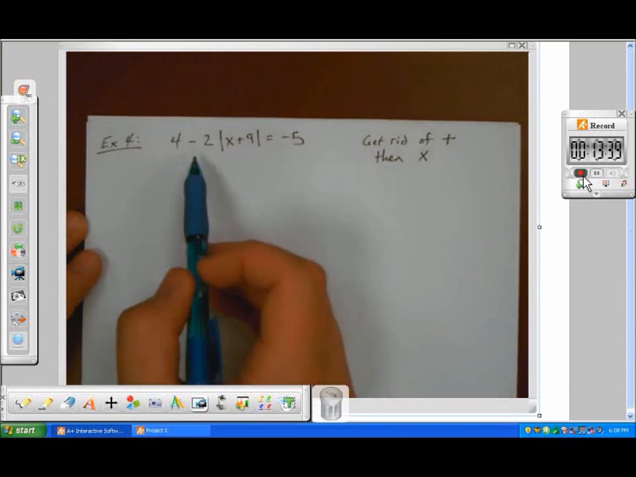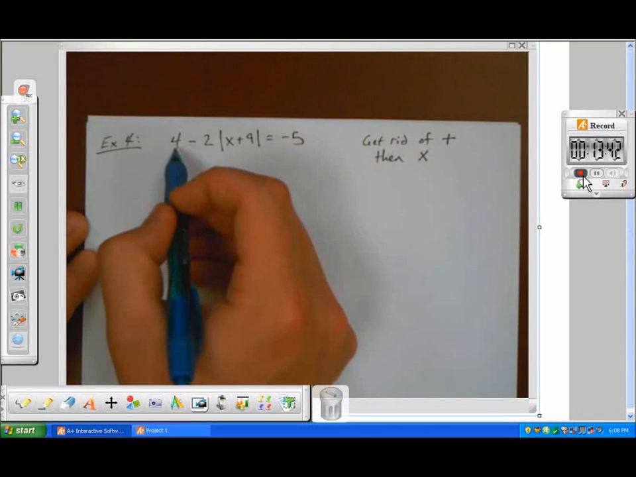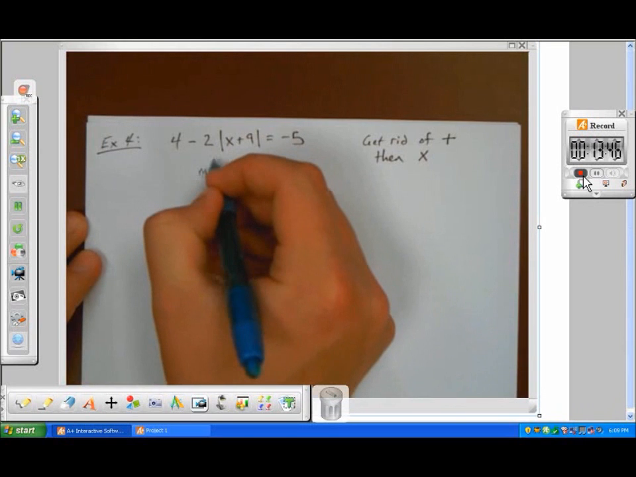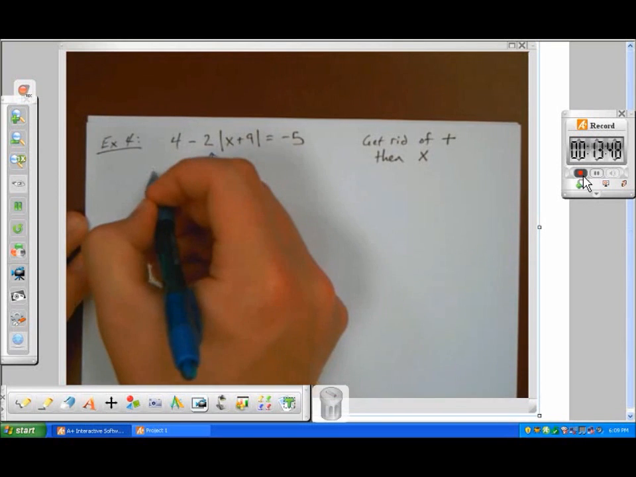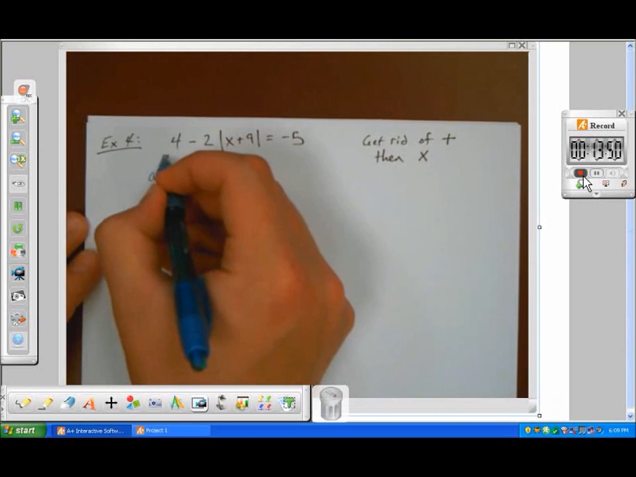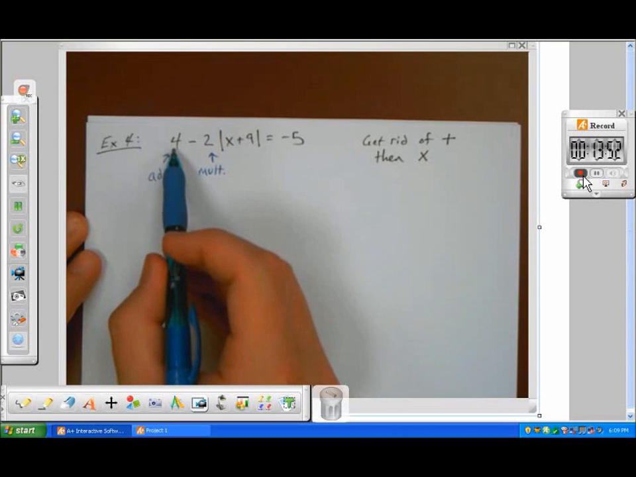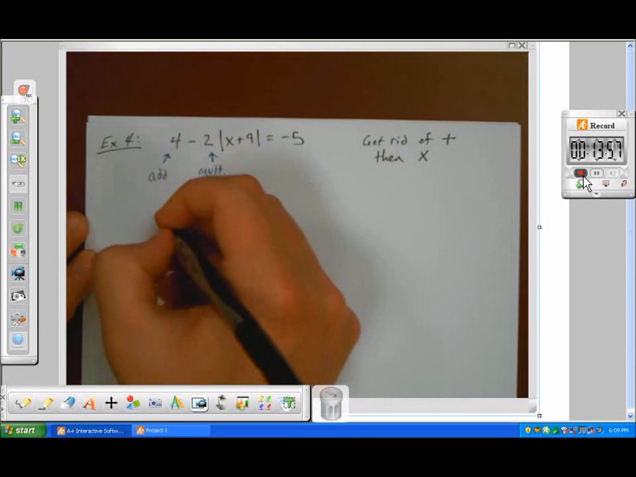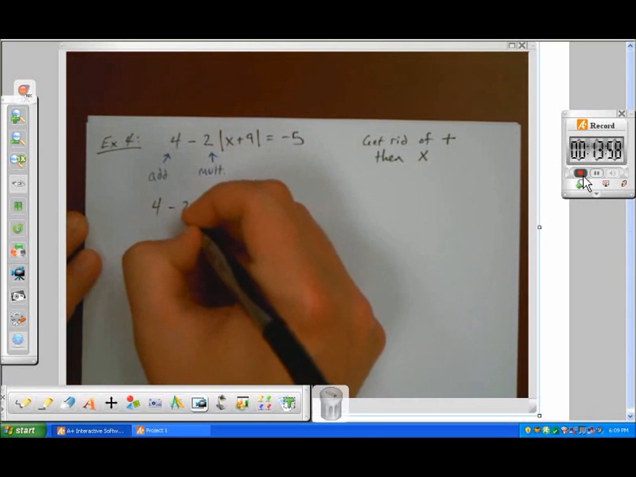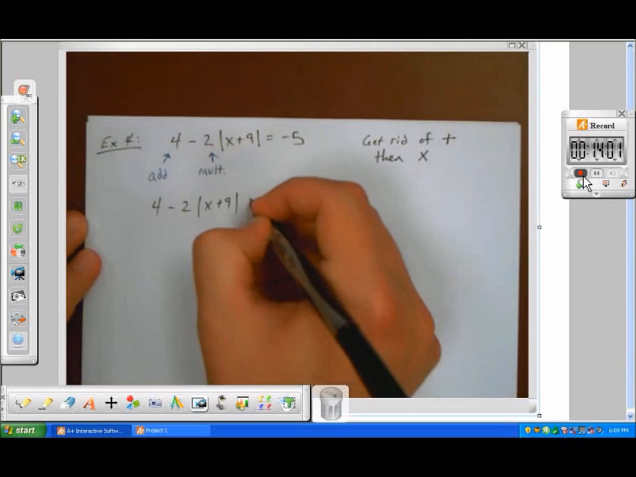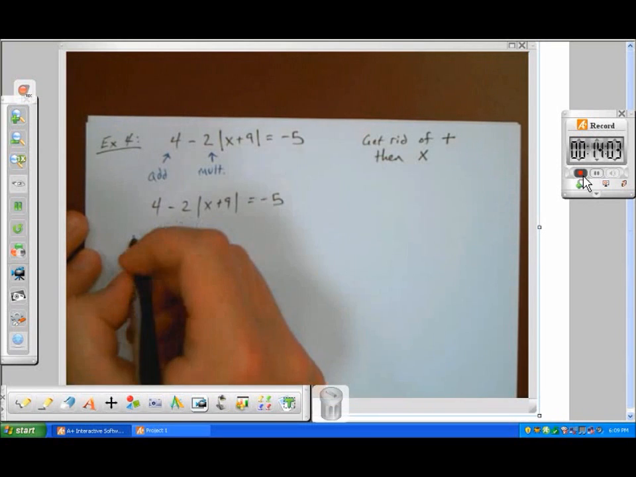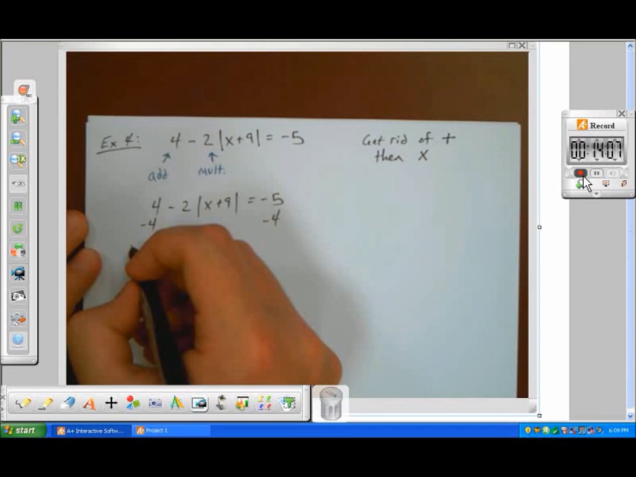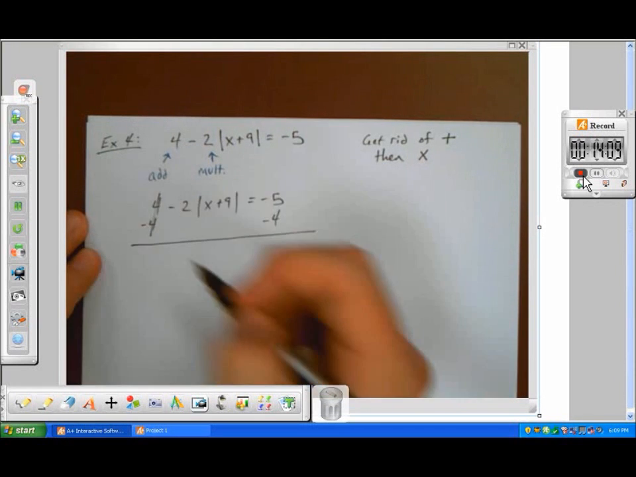In this problem, it looks a little bit different, but the number that is closest to the absolute value is the multiplication, and the number that's farther away is the addition. So I'm going to get rid of this 4, and then I'll deal with the negative 2. So I get rid of the 4 first. To get rid of that 4, I subtract 4 from both sides.